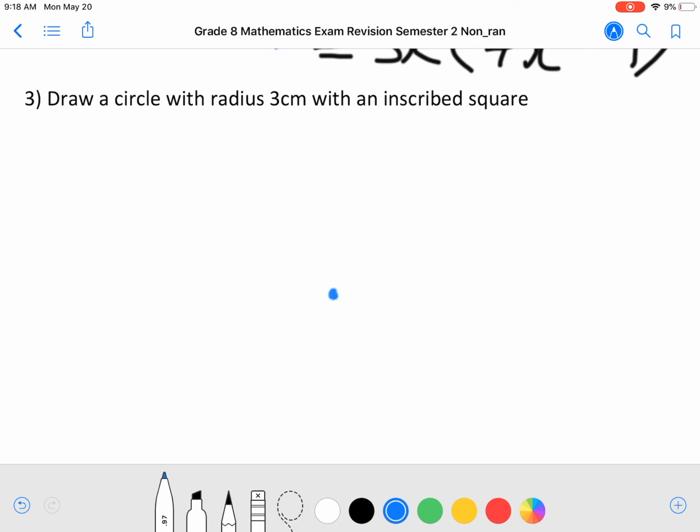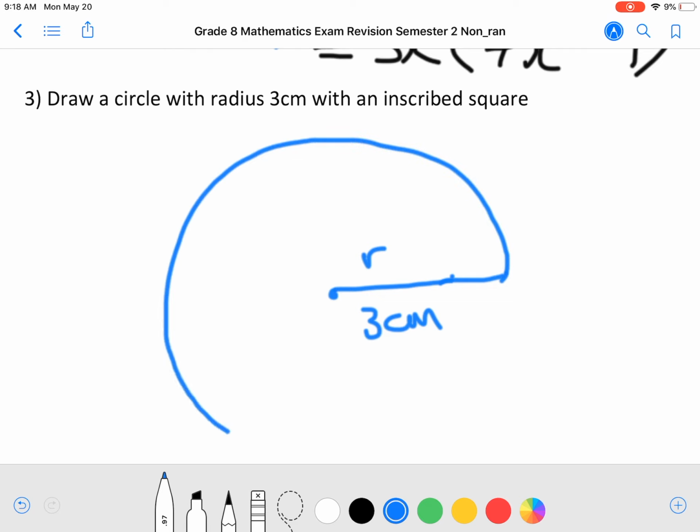From the center to the edge of the circle, that is called the radius, and that should be 3 centimeters. So let's call it maybe 3 centimeters like that. And then you can obviously draw your circle. This is obviously freehand, but you need to use the proper tools in the exam.